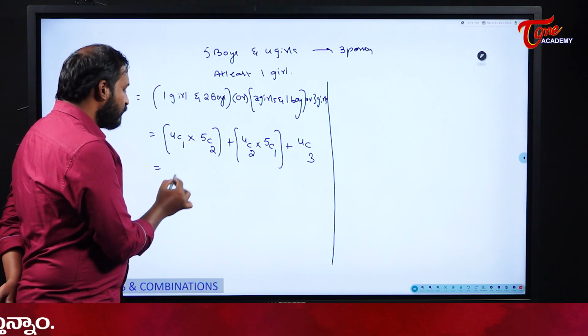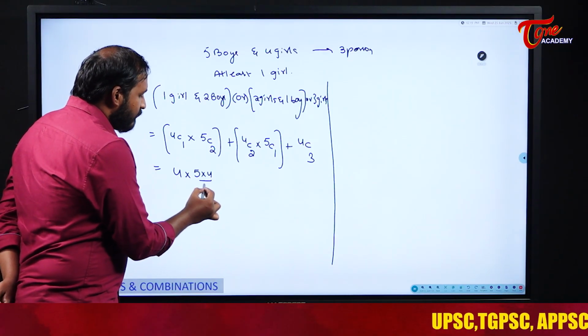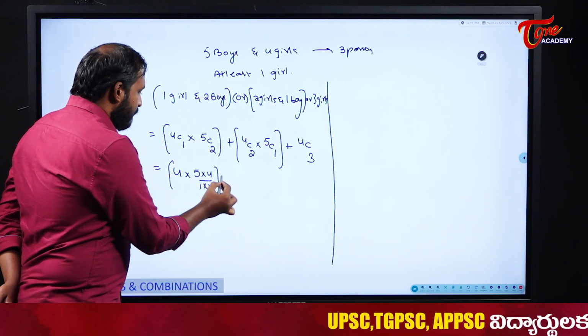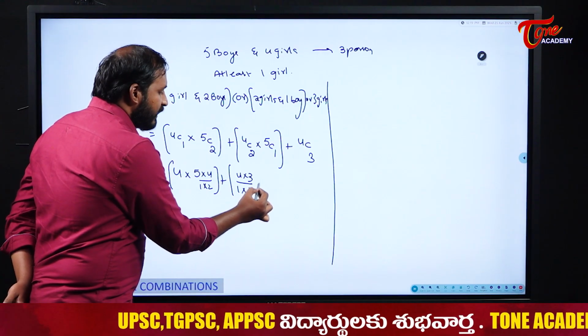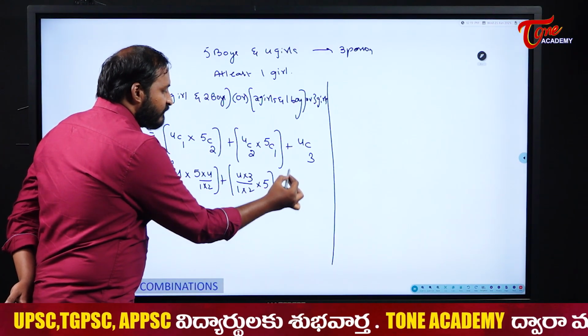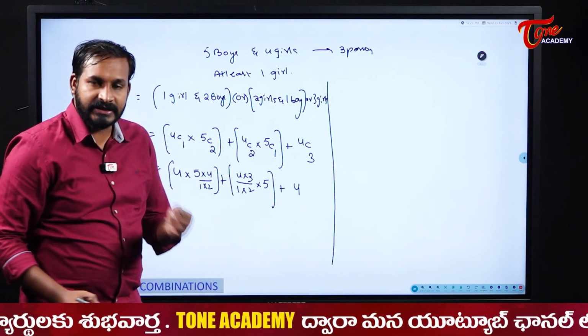Now what happens to this? 4C1 is 4, into 5C2, it will become 5 into 4 by 1 into 2. Plus 4C2 means 4 into 3 by 1 into 2, into 5C1, which is 5 only. Plus 4C3 is equal to 4C1. 4C1 is equal to 4. Directly I am writing it as 4.